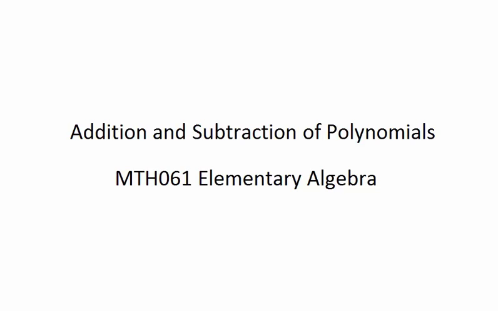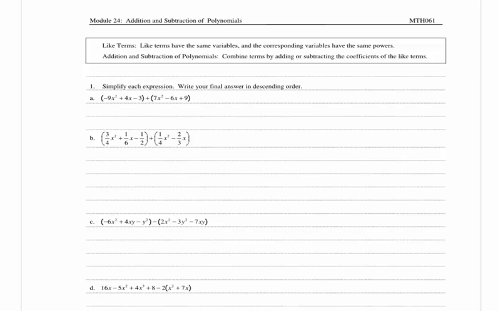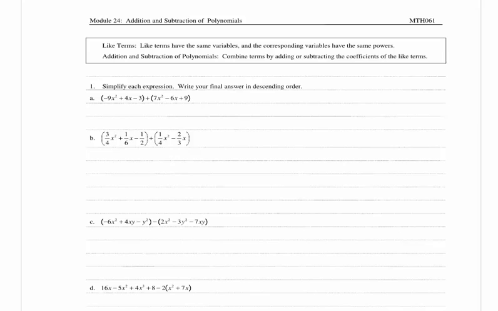In this video, we're going to be looking at addition and subtraction of polynomials. And it gives us a definition of like terms. Like terms have the same variables, and the corresponding variables have the same powers. And addition and subtraction of polynomials combine terms by adding or subtracting the coefficients of like terms.